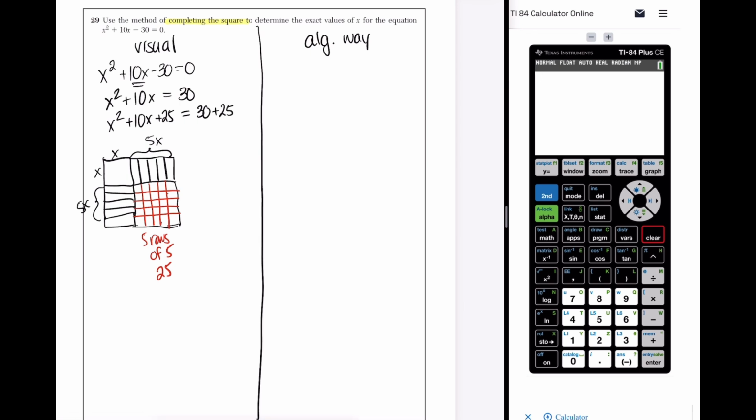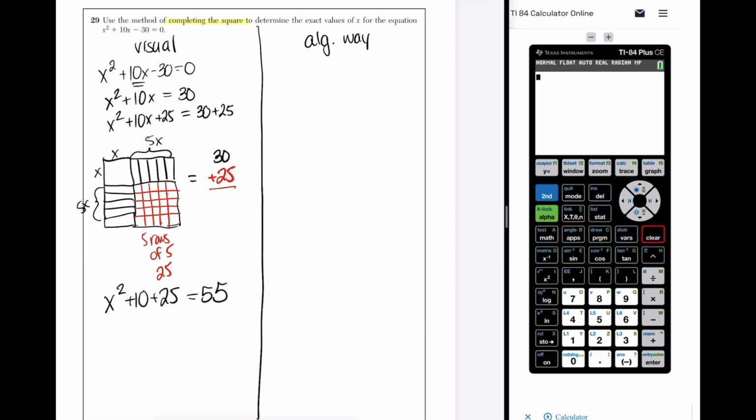Okay? Because remember, this had to be equal. So on this side, I had 30. This was my 10x, my x squared plus 10x. And on the other side, I had 30. So if I added 25 here, I'm also adding 25 here. So now what do we have? On this side, I now have x squared plus 10x plus 25 is equal to 55.